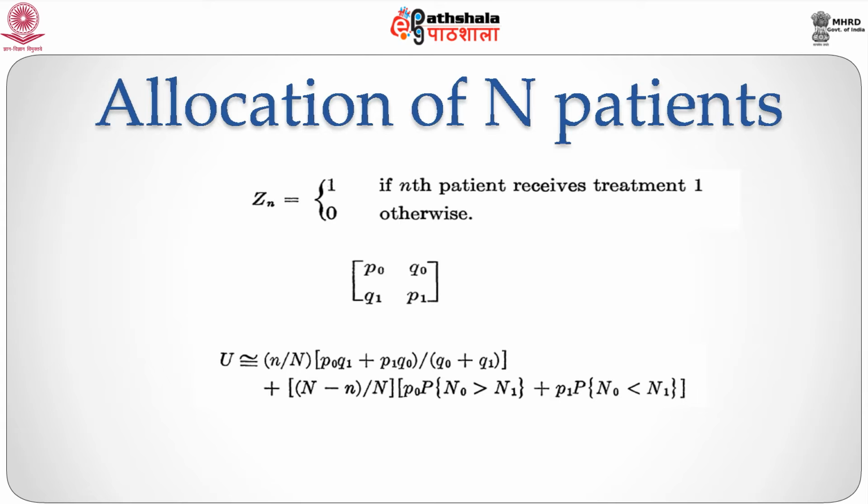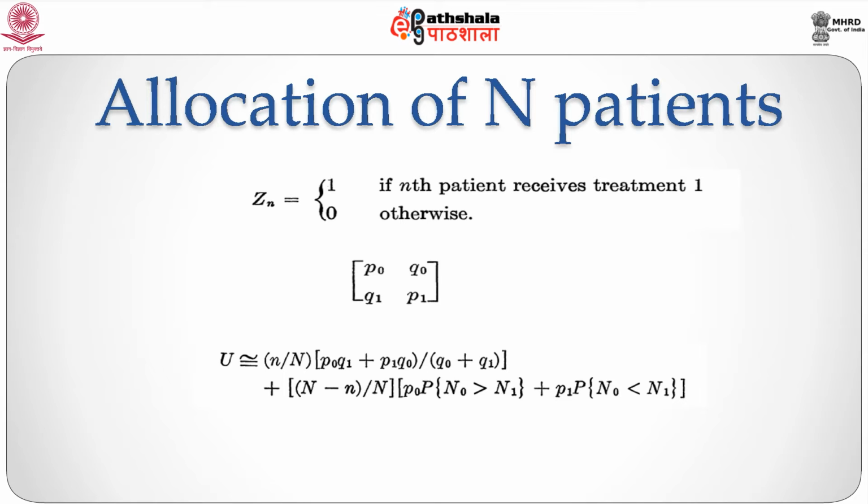So let us define Zn equal to 1 if the nth patient receives treatment 1 and 0 otherwise. We now have a Markov chain with two states. So probability of Zn equal to 1 given Zn minus 1 equal to 1 is equal to P naught, and probability Zn equal to 1 given Zn minus 1 equal to 0 is equal to Q naught. So the matrix of transition probabilities is given by P naught, Q naught, Q1, P1.